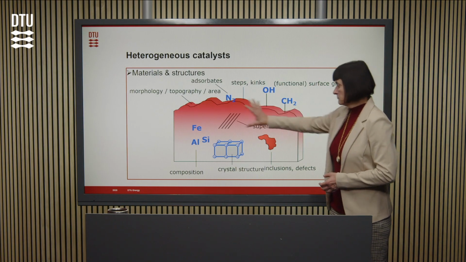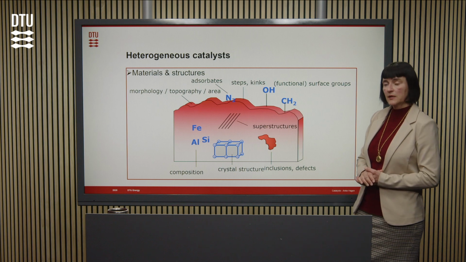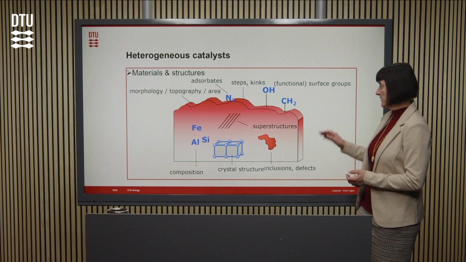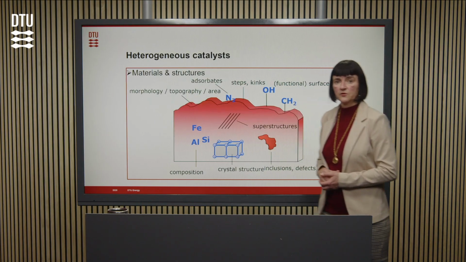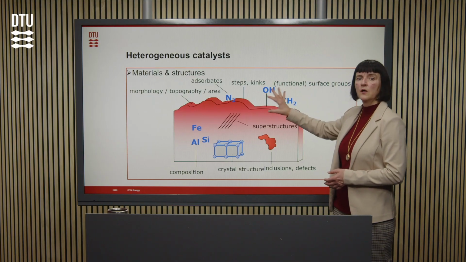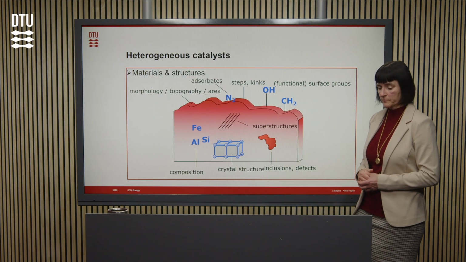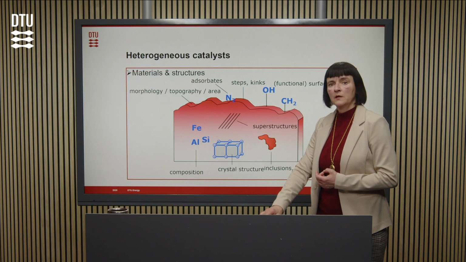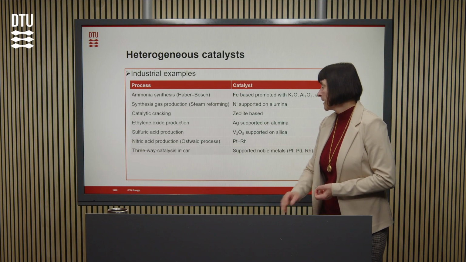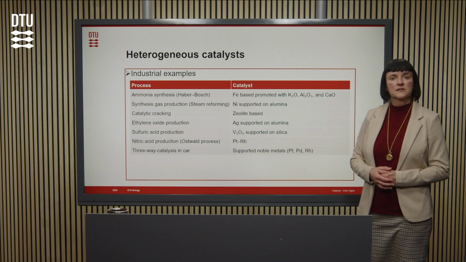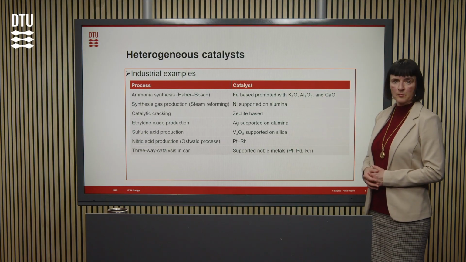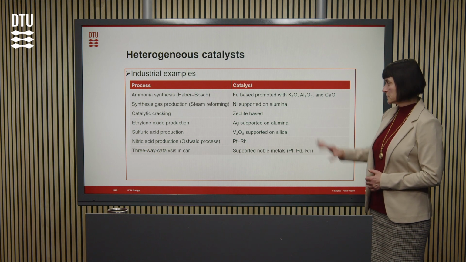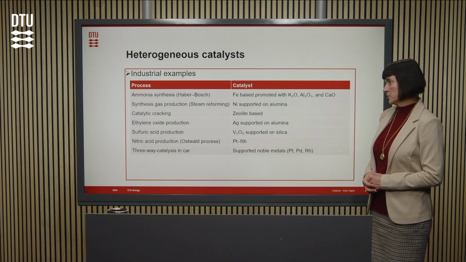So in general, you have the bulk material that you have to tailor with a certain structure and certain chemical and physical properties. You have to fine-tune the structure and morphology of the surface, and you also have to have control of the surface or functional groups. So this is quite a complex challenge that you have to solve to arrive at the right catalyst. And that has actually been solved for many processes, and these are just very few examples of large-scale heterogeneous catalysis processes together with which catalysts are being used.